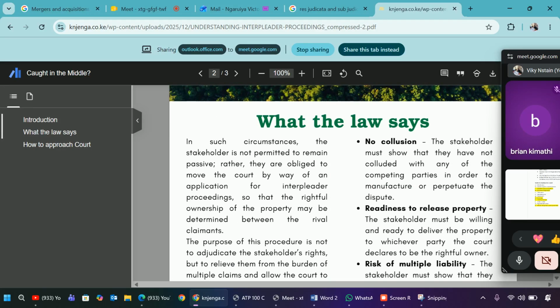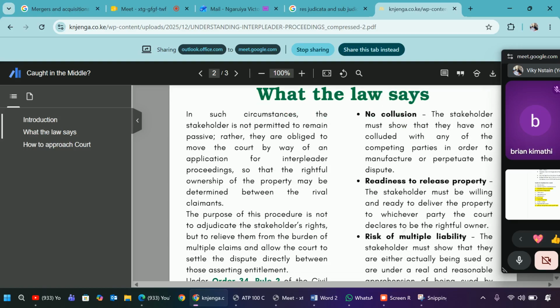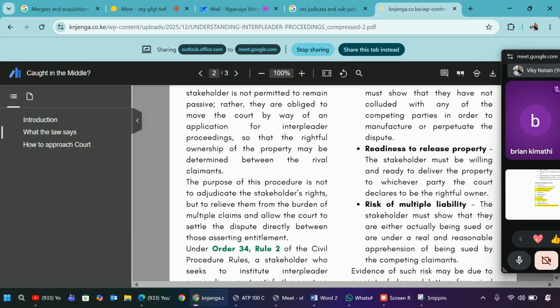And what does the law say? In such circumstances, the stakeholder is not permitted to remain passive. Rather, they are obliged to move the court by way of an application for interpleader proceedings, so that the rightful ownership of the property may be determined between the rival claimants. The purpose of this procedure is not to adjudicate the stakeholders' rights, but to relieve them from the burden of multiple claims and allow the court to settle the dispute directly between them.